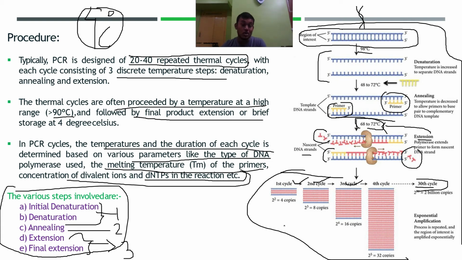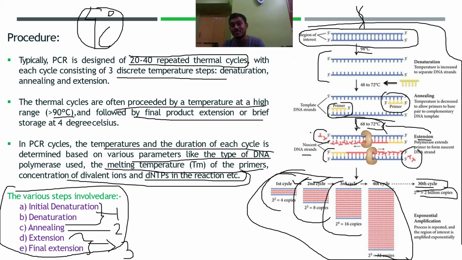The number of copies, or amplicons, or nascent DNA strands that will be produced every cycle will increase definitely. So in the first cycle, if we get 4 copies, in the second cycle we will get 8 copies, and similarly in the third cycle we will get 16 copies. So the number will multiply or double up. In the fourth cycle, same, we will get 32, and by the time we reach the 30th cycle, or the last cycle, we'll get about 2 billion copies.